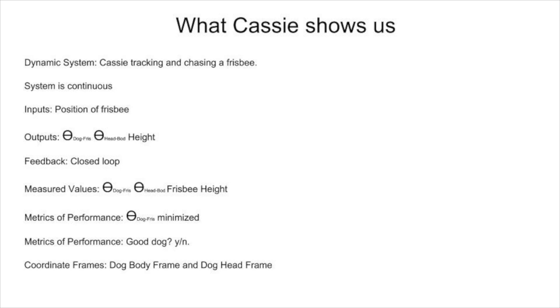The Cassie frisbee system is more complicated than we expected. Here are some of its properties. The system is continuous rather than discrete. This means that the state of the system is subject to change over any length of time, no matter how small. The inputs to the system are the frisbee's position and the dog's position and orientation. Cassie, the controller, visually measures theta dog frizz, as well as the frisbee's height. She measures theta head bod using her sense of touch. The important frames for Cassie are the frame of her head, the frame of her body, and the inertial frame.